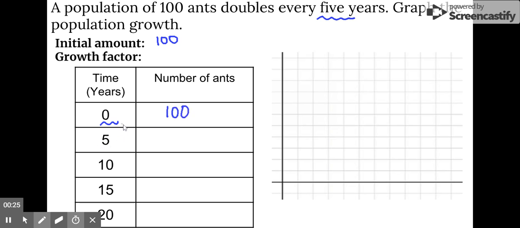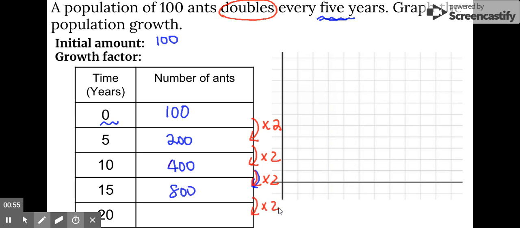And after 5 years, it's double. So it doubles, so times by 2. So what is it? It's going to be 200. And another 5 years, it doubles, so it's going to be 400. And times by 2 for the next 5 years, it is 800. And another times by 2, it is 1,600.